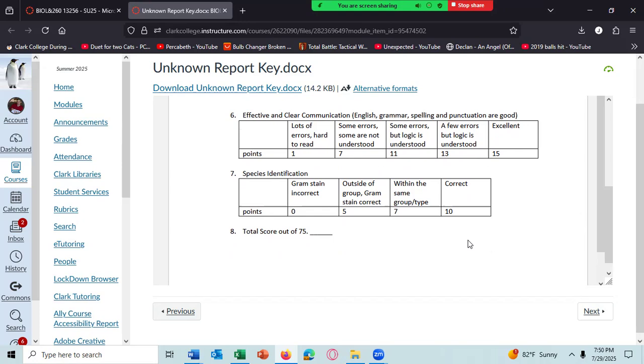If you correctly identify the species, you'll get 10 out of 10. If you have a species within the same group or type of species, you get 7 out of 10. If it's outside your group of species, but the gram stain is correct, you get 5 out of 10. And if you have the gram stain incorrect, you get 0 out of 10. Last term was the first time I ever got a student who got the gram stain incorrect. Usually, students don't get anything less than 5 out of 10, and most students, the vast majority, get the correct species, 10 out of 10.